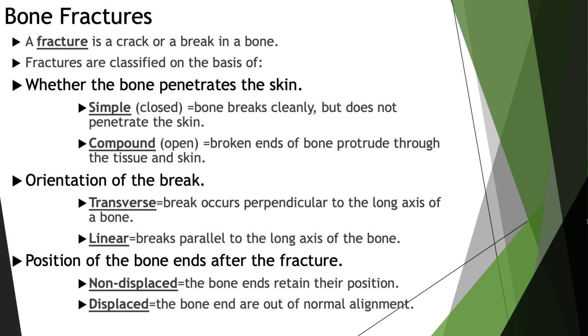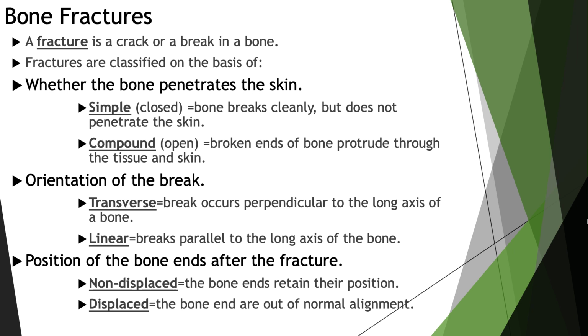So continuing with the introduction to osseous tissue, we're going to go with fractures here. A fracture is a crack or a break in the bone, and usually these are classified on the basis of, one, whether the bone penetrates the skin, and we can consider those either simple, where the bone breaks cleanly but does not penetrate the skin, or compound, also known as open, and that's when the broken ends of the bones protrude through the tissue and the skin.